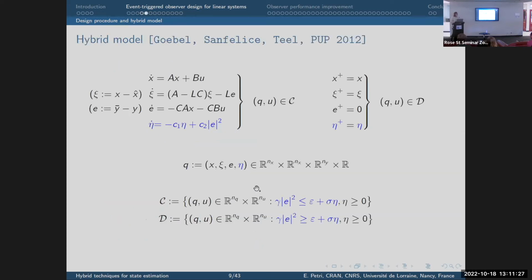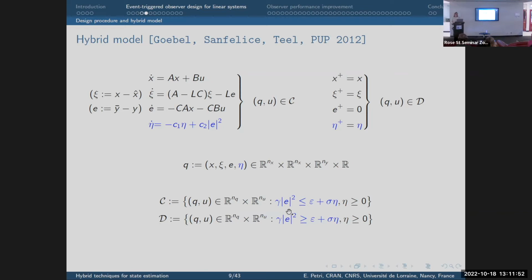Then we model the overall system as a hybrid system. To do that, we first define the overall state of the system Q in this way. So we have the system state X, the state estimation error Xi, the sampling-induced error E, and this additional scalar variable eta. And we use the flow and jump set to define when data need to be transmitted from the plant to the observer.